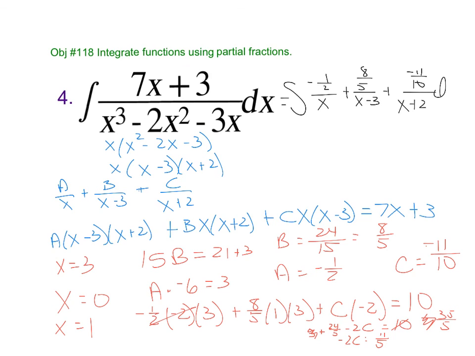All right. What was a? Negative 1/2 over x plus, what was b? B was 8/5, x minus 3, and negative 11 tenths over x plus 2. So all of these are ln's. So our final answer: negative 1/2 ln of x plus 8/5 ln of x minus 3 minus 11 tenths ln of x plus 2 plus C.